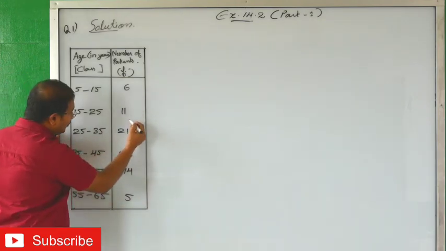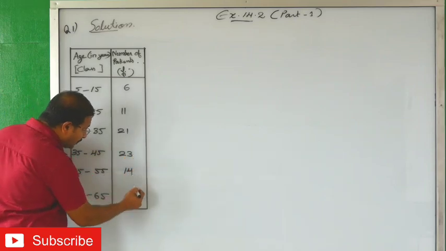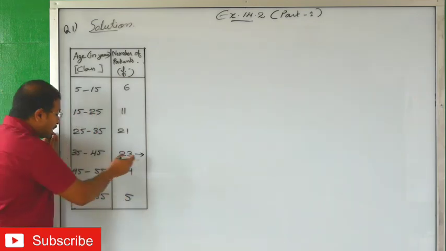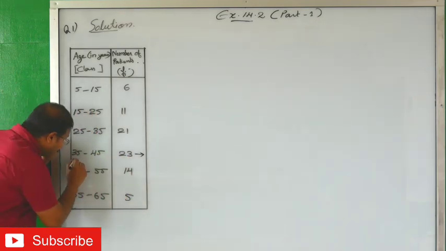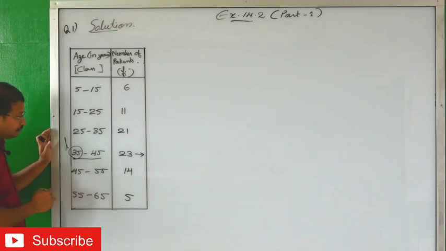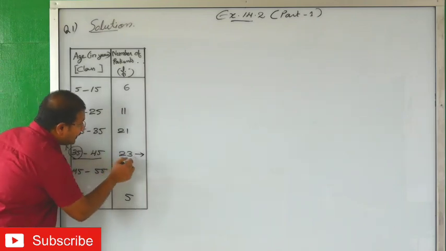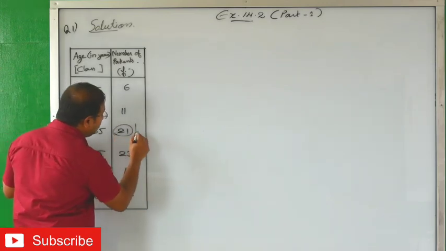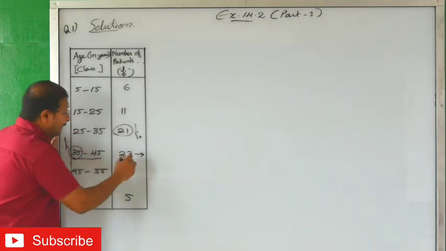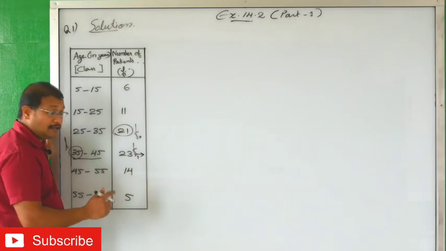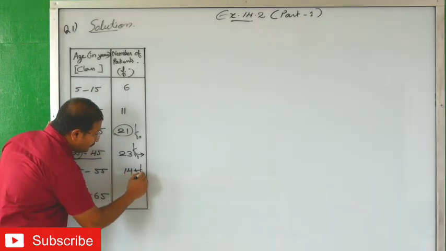That means 6, 11, 21, 23, 14 and 5. Here the highest frequency is 23. Corresponding to which class? 35 to 45. So this 35 will be the lower limit, that is L. And the frequency preceding the highest frequency, that is 21, will be F0. The highest frequency will be taken as F1. And the succeeding frequency will be F2.